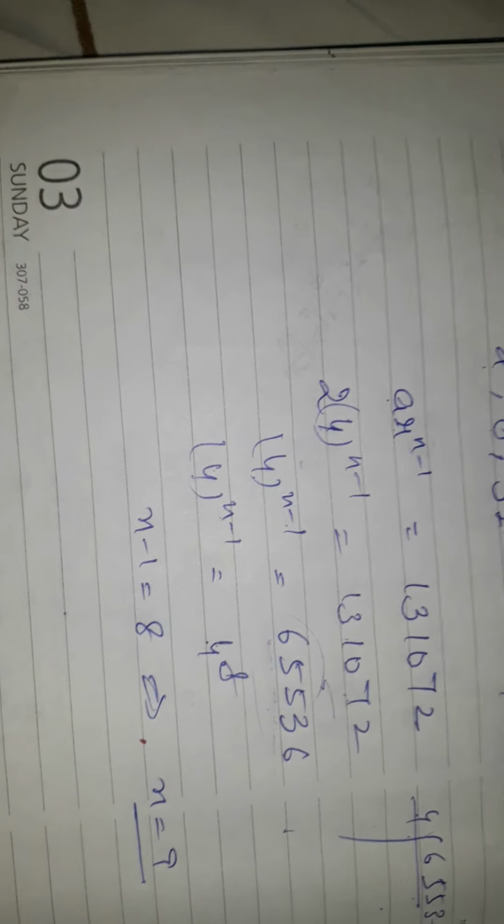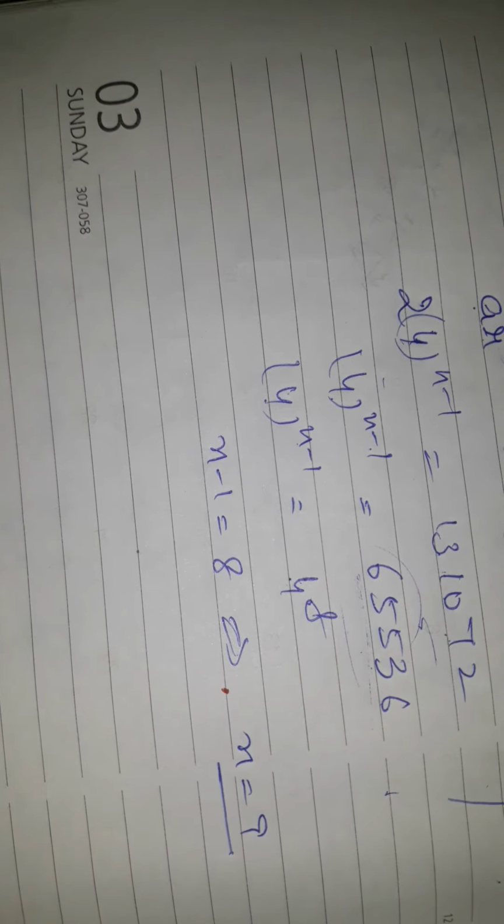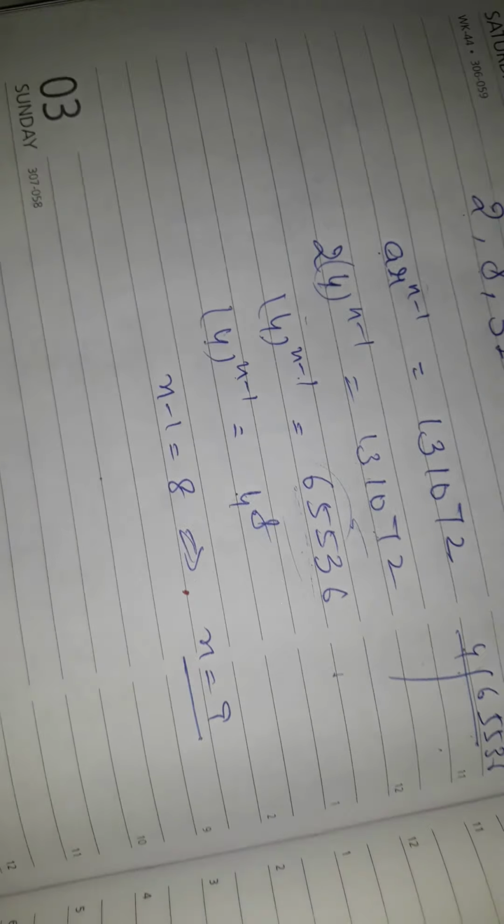So this is the question like this. Now, the third example that I am taking up. He said, if in a GP the third term is 24 and the sixth term is 192, find the 10th term. So again, easy. The third term is 24.